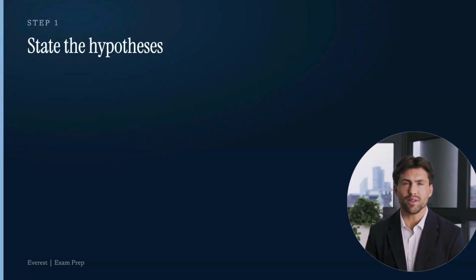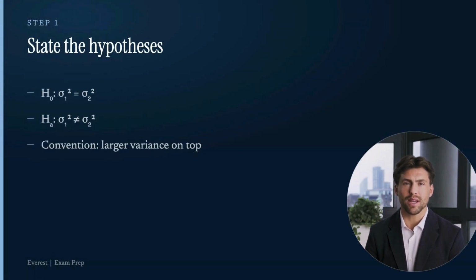The null is that the two variances are equal. The alternative is that they're not, two-tailed again. By convention, the larger sample variance goes in the numerator, which keeps the F statistic at 1 or above and simplifies which table value you look up.